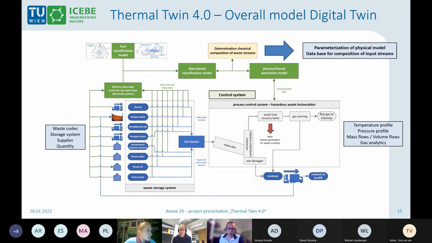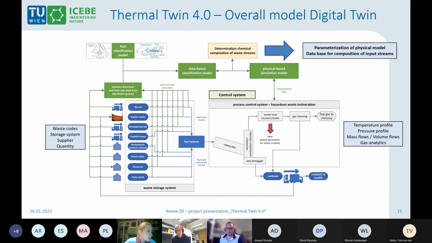And now we have to figure out, with this fuel mixture, what kind of combination of the fuels it was. And that is the work for the fuel classification model together with the data-based approaches, where we try by trial and error to find out what combinations of waste streams it was. And we know only the waste codes.